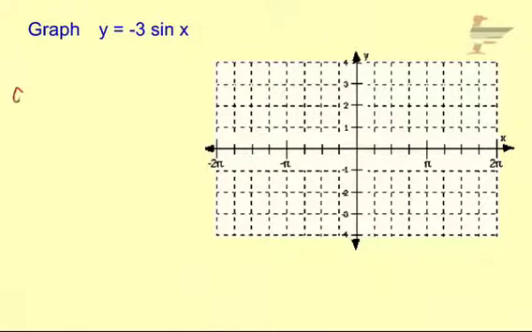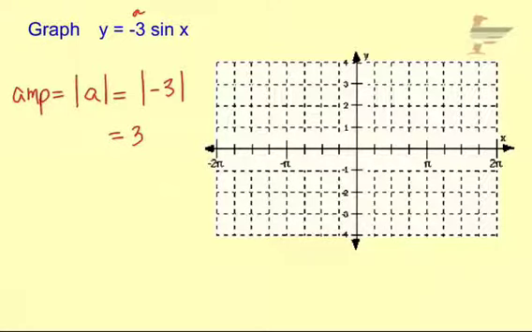Well, we start out by identifying the amplitude. A lot of people want to say that the amplitude is -3 because that's the a value out there. But what we want to remember when we first learned about this is that amplitude is defined as the absolute value of the a value in the equation. So the a value is -3, and the absolute value of -3 is just 3.